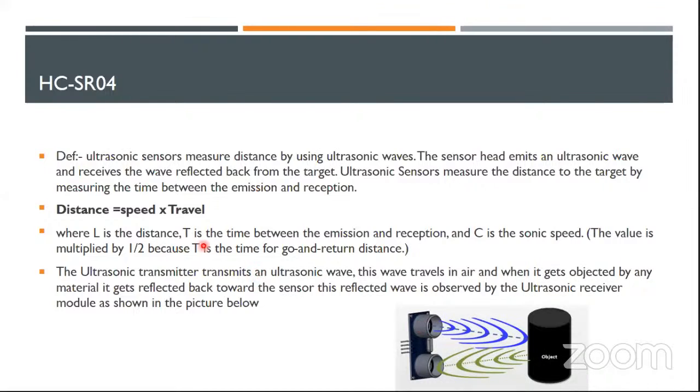So L is the distance, T is the time between emission and reception. The signal will be emitted to the object and it will receive some kind of signal back at the reception. Based on this emission and reception, the ultrasonic wave traveling in the air is reflected back towards your ultrasonic receiver, like in this image shown here. So based on this formula, distance equals speed into travel time, we are executing things. This is how the ultrasonic sensor works, and the schematic name is HC-SR04.